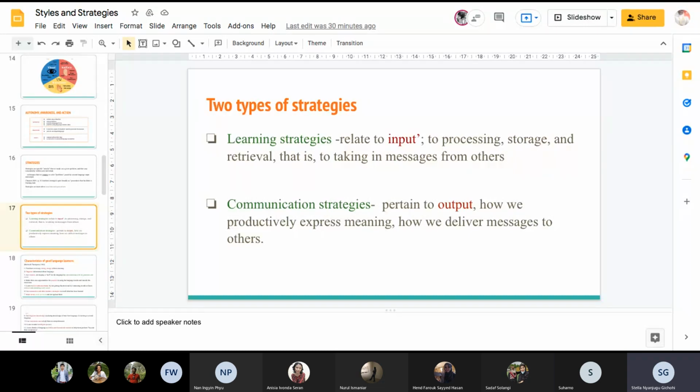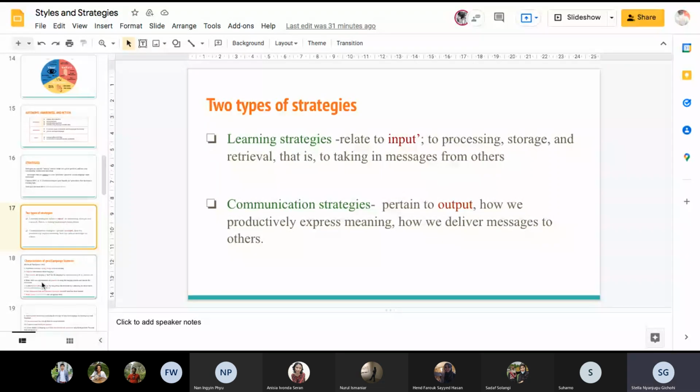And then number two is communication. That one is the output, what is coming out. So how do we produce or express meaning? How is a particular message delivered to others? Those are the two strategies we're going to look at in this next part.